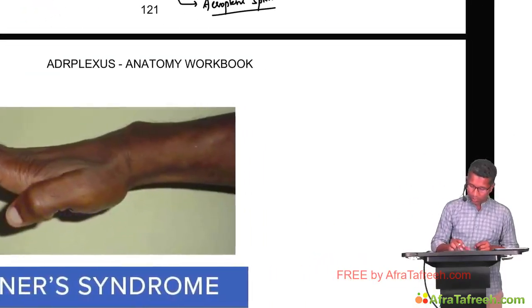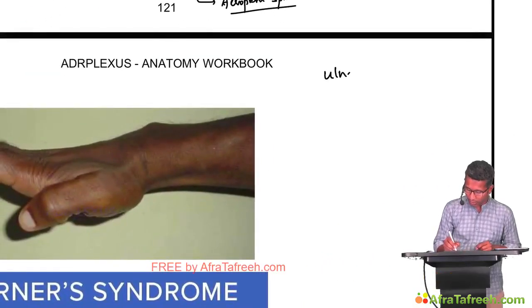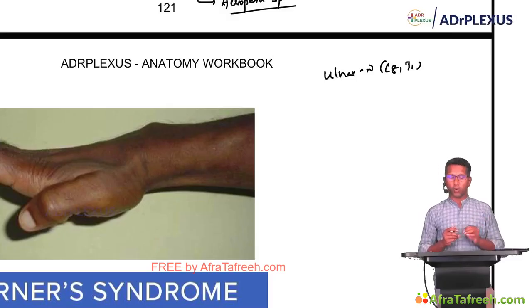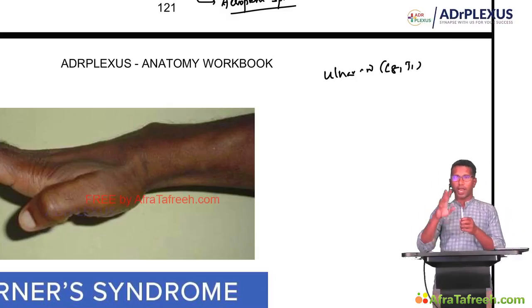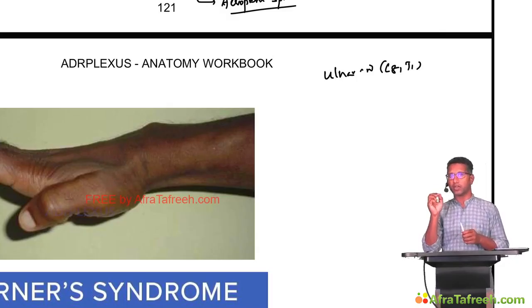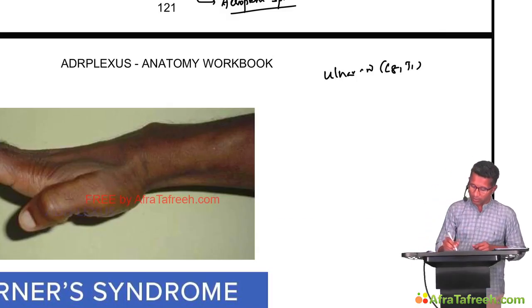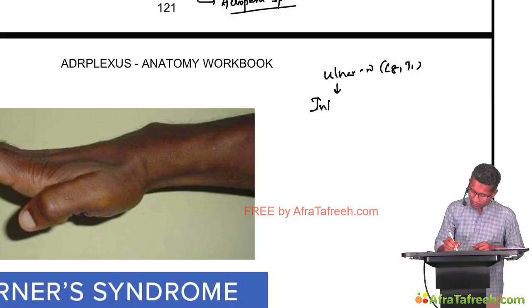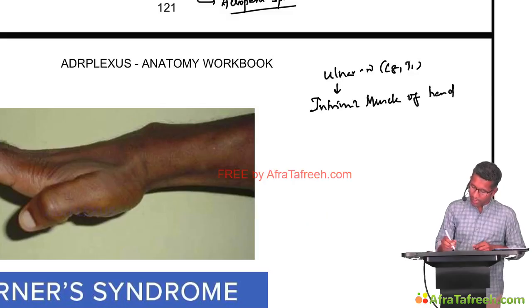Okay, so also the main root value for the ulnar nerve. The ulnar nerve root value is C8 and T1. So whenever the ulnar nerve is involved, your hand function decreases, because most of the intrinsic muscles of the hand are supplied by the ulnar nerve. When the intrinsic muscles of the hand are not working properly, it results in clumsiness of the hand.